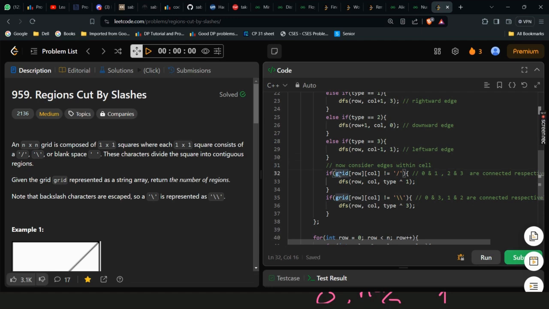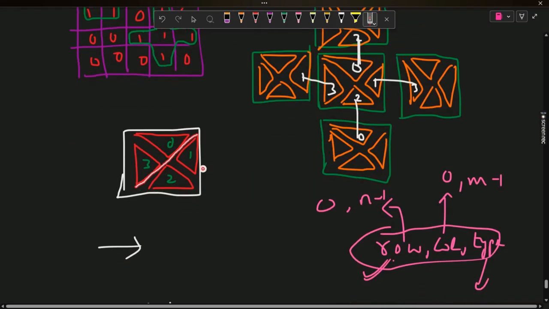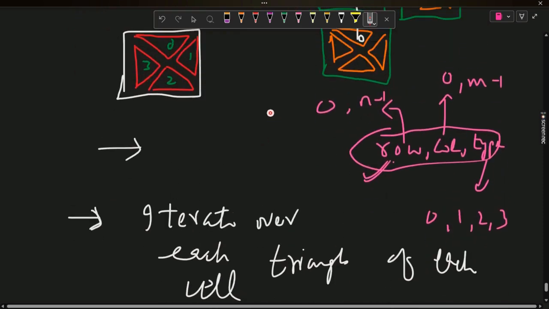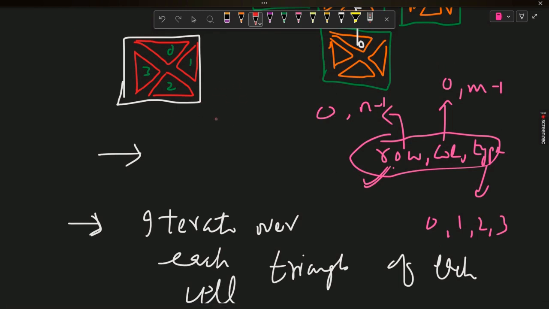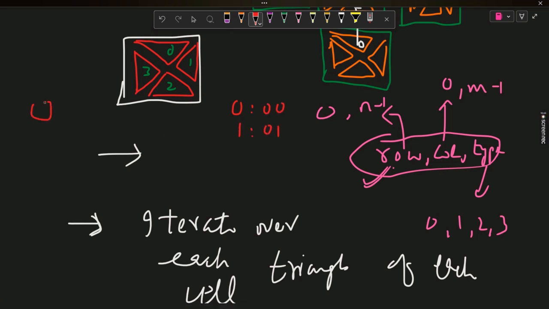As I have already mentioned, if a particular cell does not contain a forward slash, that means 0 is connected to 1 and 2 is connected to 3. Now I have observed a bit manipulation observation in both these pairs. Let's see what 0 is. 0 is basically 0 0, 1 is 0 1, right? If I do 0 XOR 1, I get 1. If I do 1 XOR 1, I get 0.